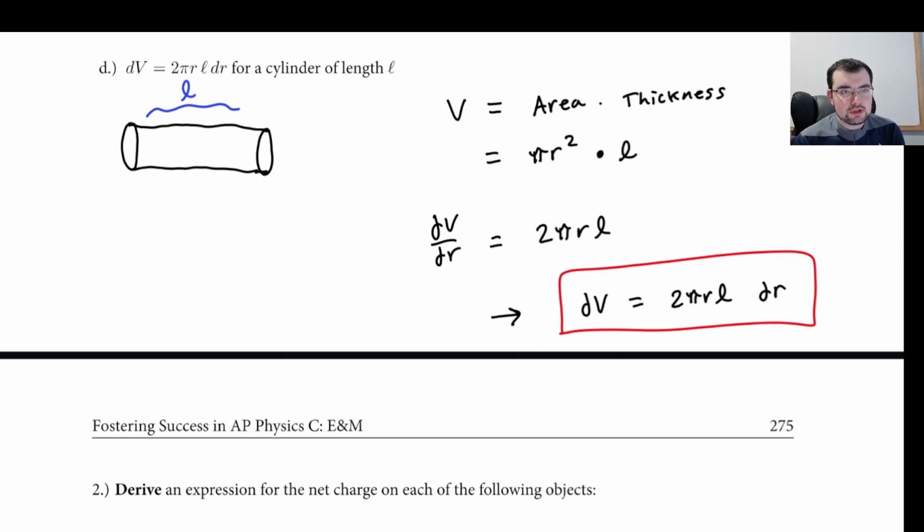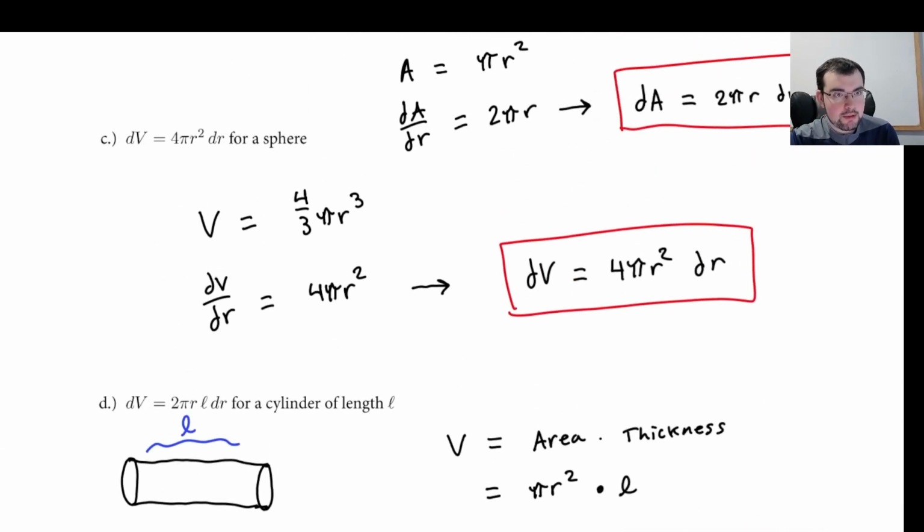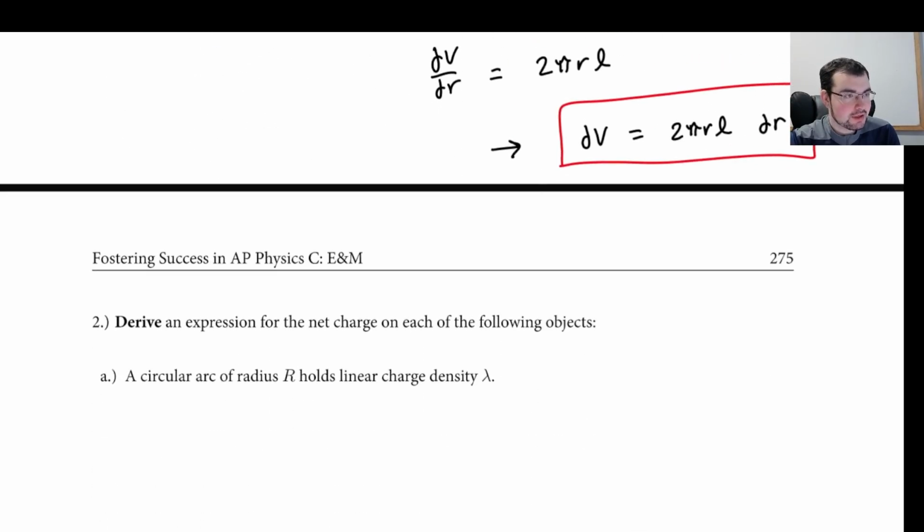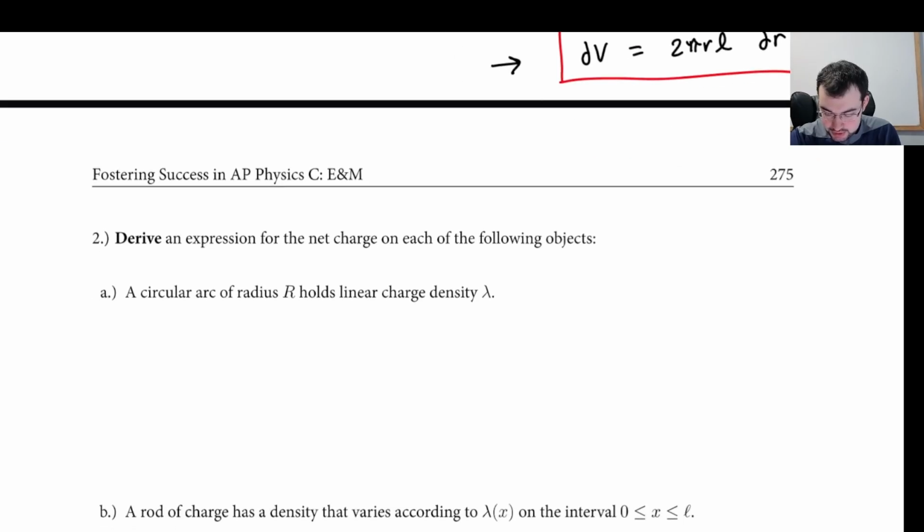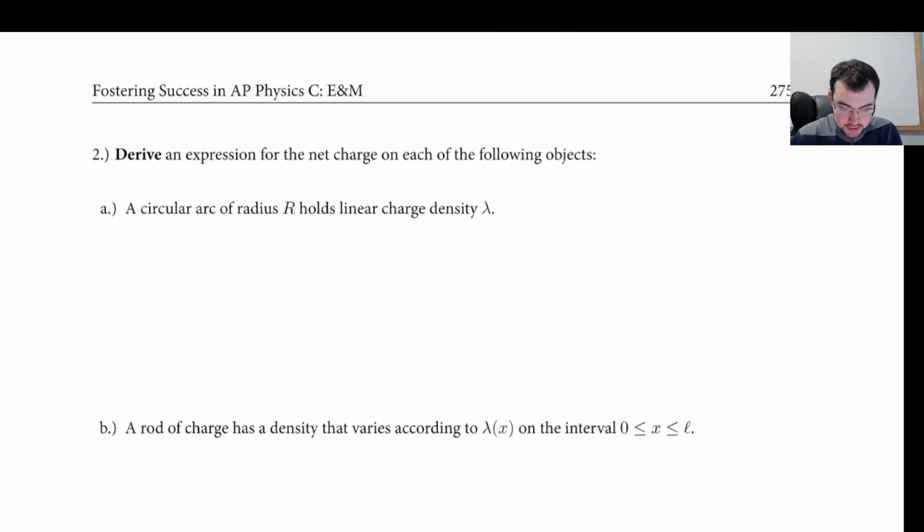All of these substitutions will be helpful for us in the future, even if not just in this section. Because whenever we break apart a shape, it's helpful to replace its volume, area, or length element with something that relates to the geometry. So if you ever have a sphere, you probably want to replace its dV with 4 pi r squared dr, for example. So now let's use some charge densities to get some total charges.